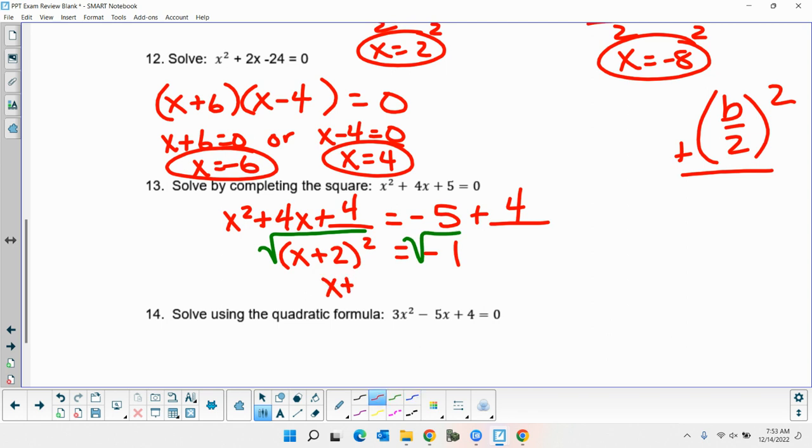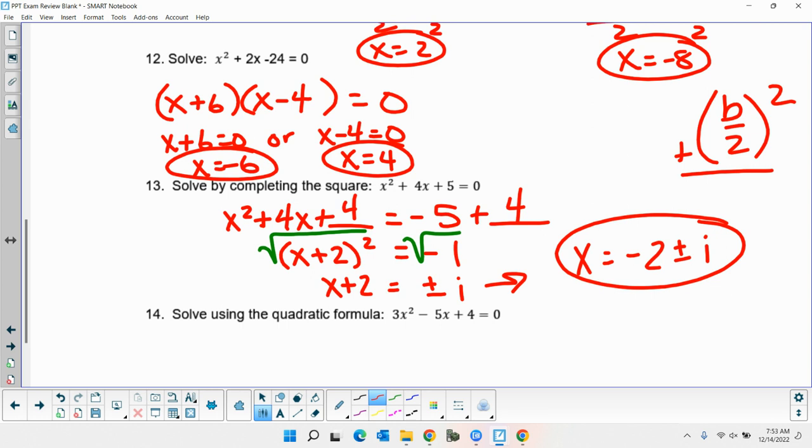So we get x plus 2 here. Remember, plus or minus. What's the square root of negative 1? I, right? We said write that down yesterday. Maybe you need to write it down again. So then to finish it up, we subtract the 2 over. So it's negative 2 plus or minus i. So remember, when you take the square root of both sides, you got to put your plus or minus symbol in there. And then get x alone. All right, so that's completing the square method.